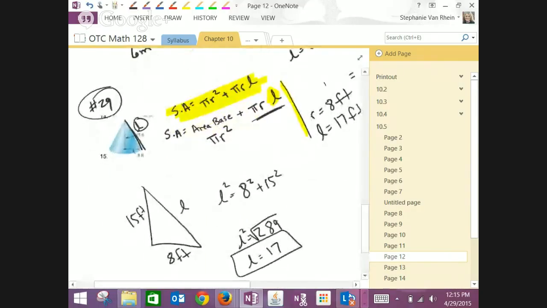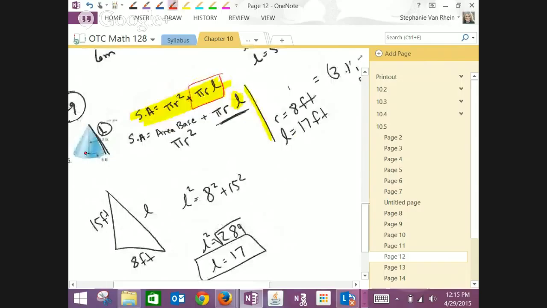For 29, the surface area is still going to be the area of the base plus the surface area of the lateral sides. The surface area of the lateral sides here is pi RL. The area of the base, pi r squared, plus pi RL. So the same thing here, you're given the height of this cone, and you need to find the lateral surface area.